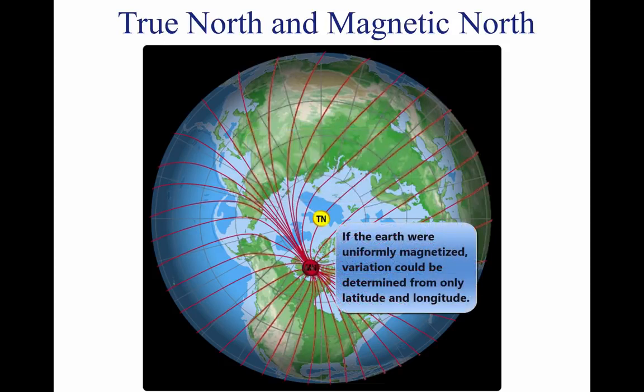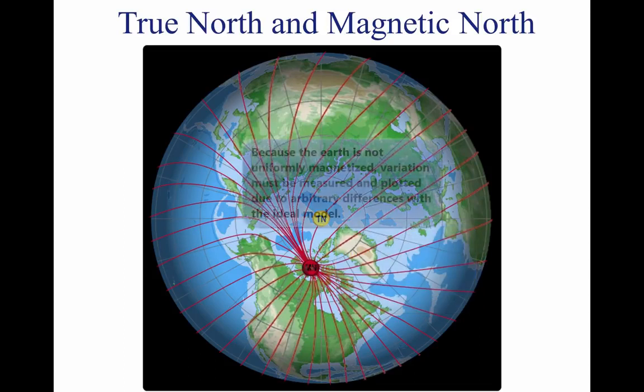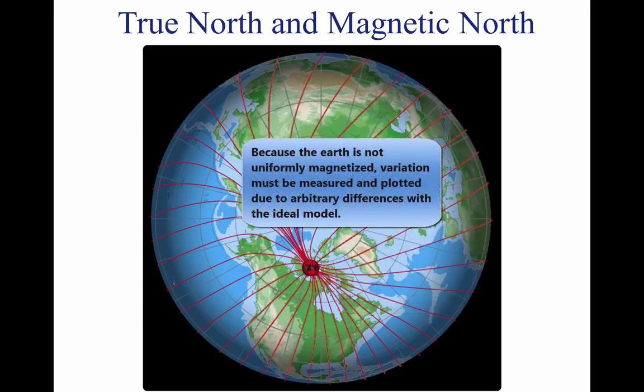If the Earth were uniformly magnetized, the compass needle would point toward the magnetic north, in which case the variation between true north, as shown by the geographical meridians, and magnetic north, as shown by the magnetic meridians, could be measured at any intersection of the meridians. Actually, the Earth is not uniformly magnetized.